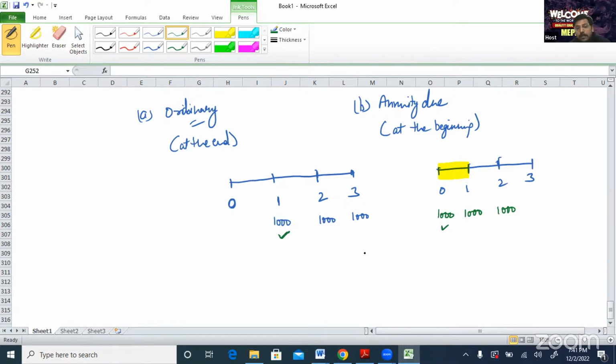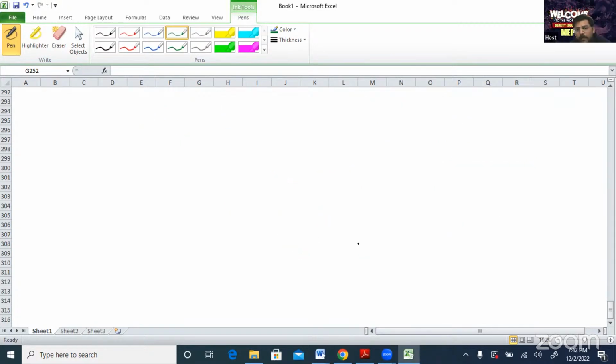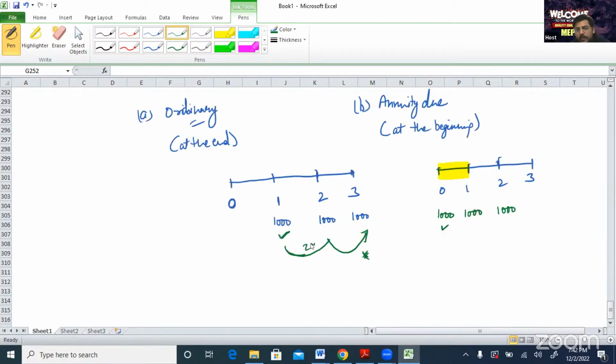Now, if I want to know the future value, in this case what will happen? This cash flow will be compounded for how much time period? This cash flow will be compounded for 2 years. See, I am depositing here and I have to reach here. So logically, देखिए कितने साल के लिए compound करेंगे? 1, 2 years की compounding.